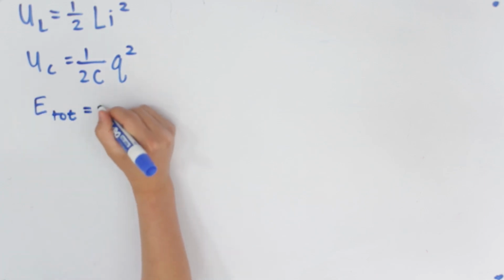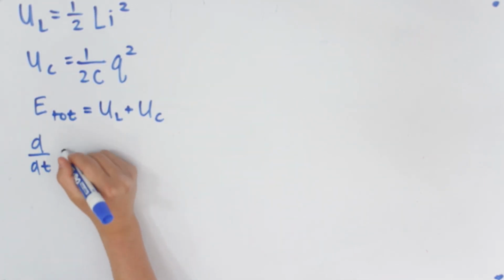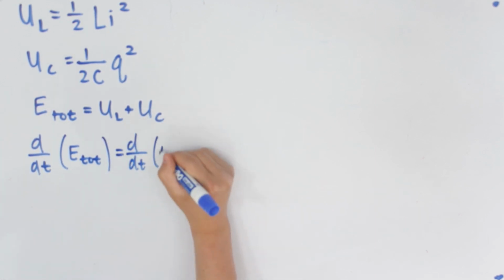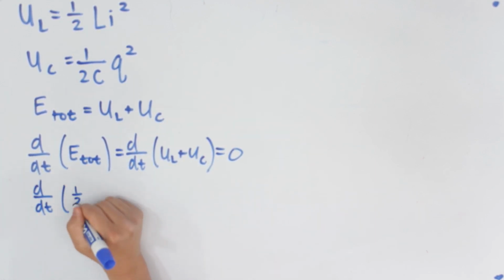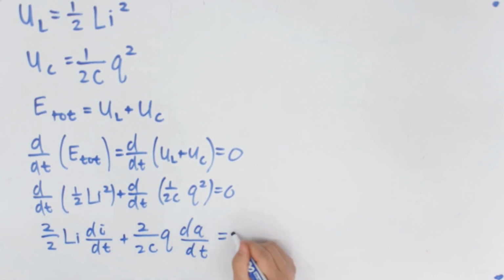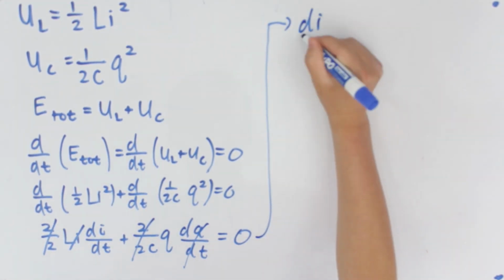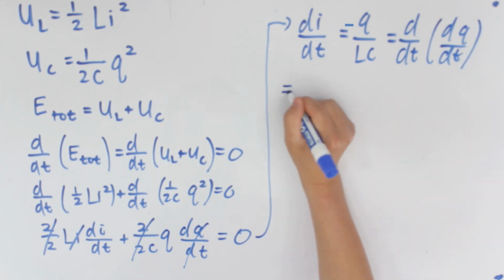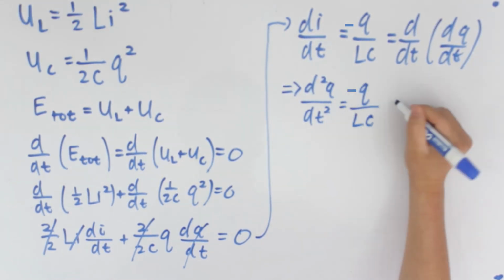The sum of energy must remain constant by conservation of energy, so the derivative of the sum of the energy in the capacitor and inductor must equal 0. We apply chain rule to both terms, cancel out I and dq over dt since they're the same, and plug in I equals dq over dt before solving for d squared q over dt squared. Now this is a second order differential equation since we're dealing with second derivatives.